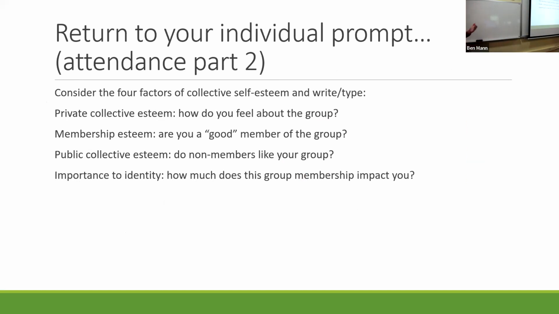So I want you to return to that definition and laying out a culture that you did, and take some time to think about how you evaluate your relationship to this culture. So take some time to think about your private collective esteem. How do you feel about this group? Do you feel that you are a good member? How do you evaluate your membership esteem? How do you consider something like public collective esteem? And how do you consider identity? How important is this culture or group to you?